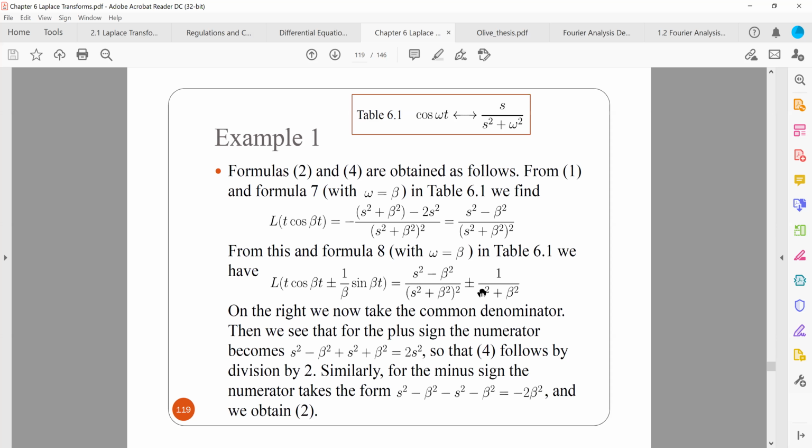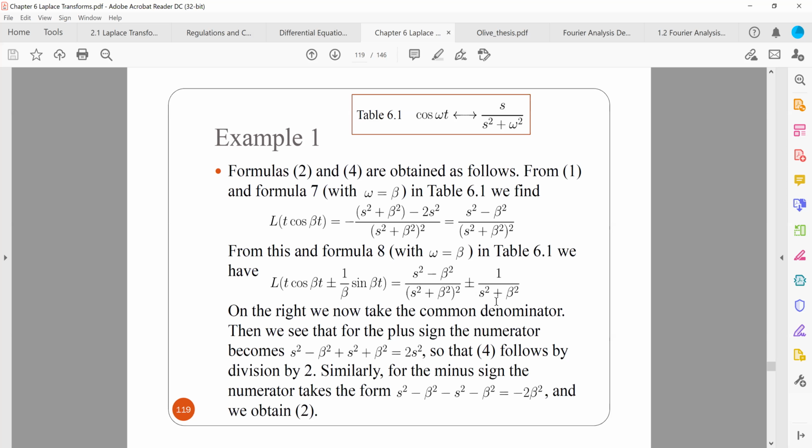It's supposed to be beta over s squared plus beta squared. But because we have this 1 over beta, it cancels what should have been up here, so we end up with 1. And then this we have just proved here. So when we add these, ignore the plus or minus. Let's first consider the plus only.